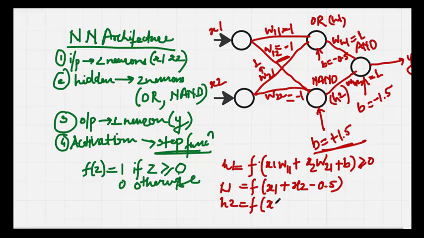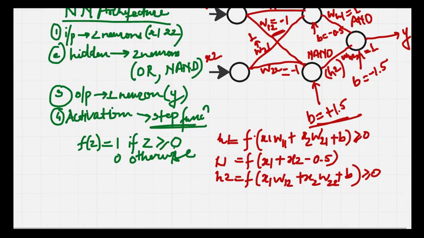Similarly for h2, again we say f of x1 w12 plus x2 w22 plus bias. This should be greater than or equal to 0. So then what will this equation become? My h2 will be something like f of, now w12 is minus 1, w22 is minus 1, and what is my bias here? It is plus 1.5, correct? This is the bias for H2. For H1, this was the bias. So that I have taken here. Okay, so we have now H1 and H2 here.